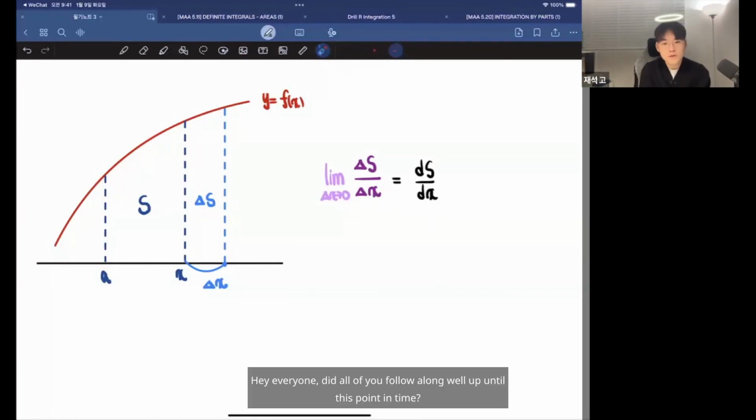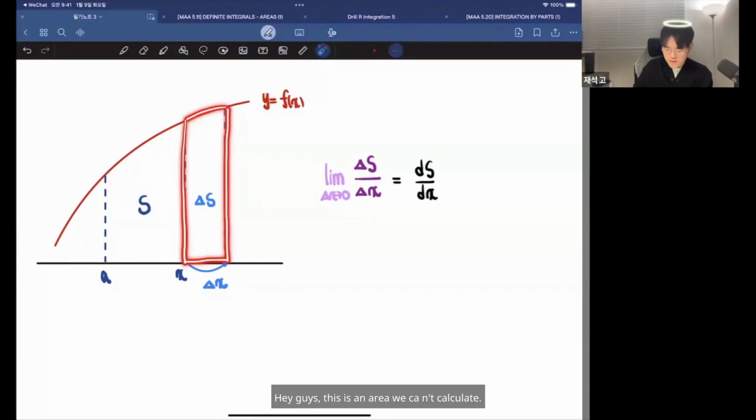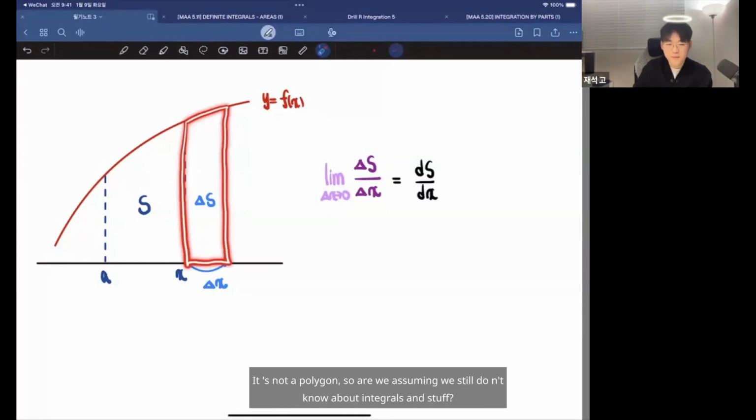Did all of you follow along well up until this point? Take a thorough look. You understand what delta S signifies here, right? It is crucial to grasp the meaning of delta S in this context. This is an area we can't calculate. It's not a polygon, so we still don't know about integrals and such.